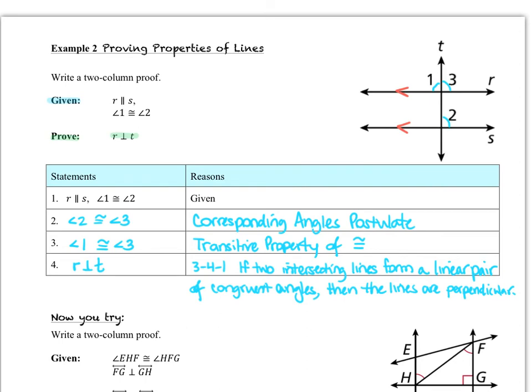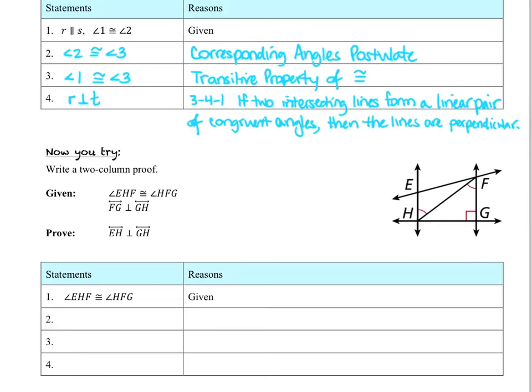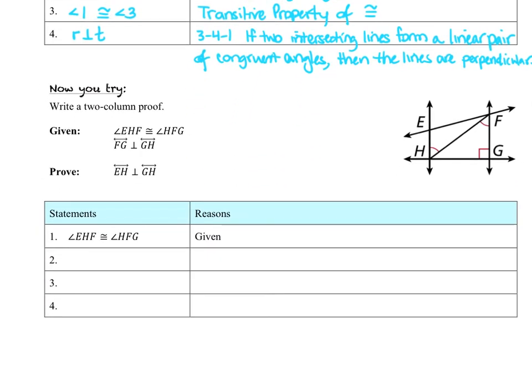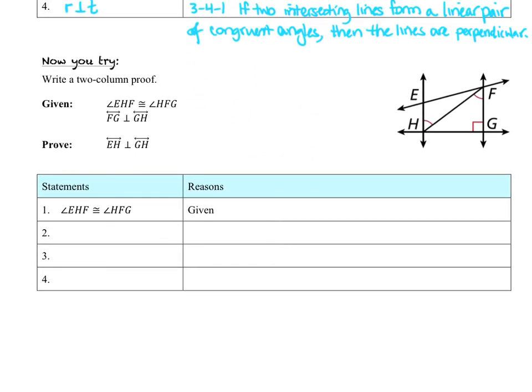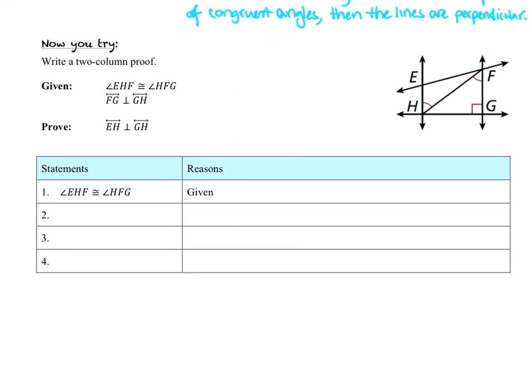And I'm just going to remind you, one of the things that you can do is figure out what you're trying to prove, and that should also point you into the direction of which theorem or postulate you need based on what is the conclusion, or the "then" in the conditional statement. So that can point you in the direction. Now, you've got one to work on. This is a now you try, and you're going to be using one of those three theorems that we just learned about.